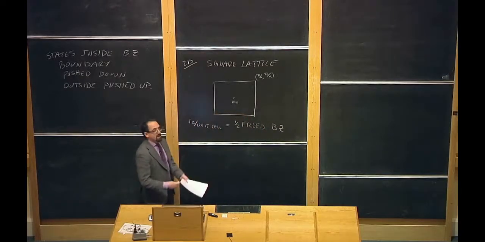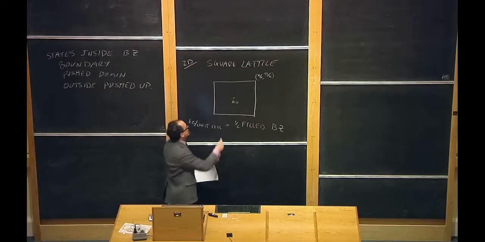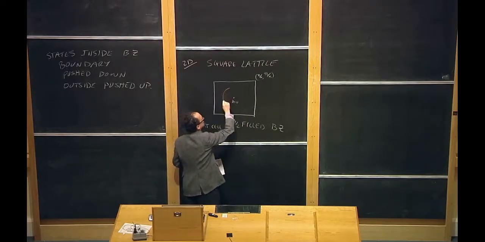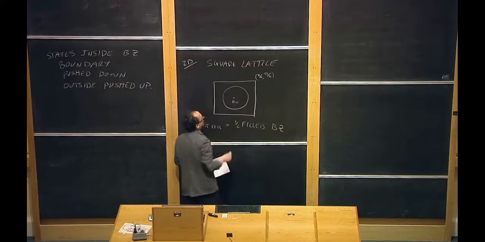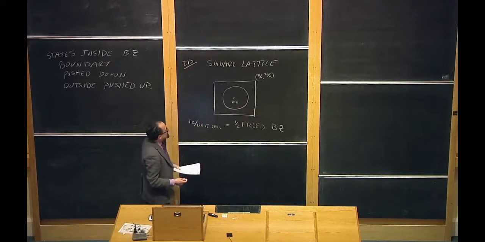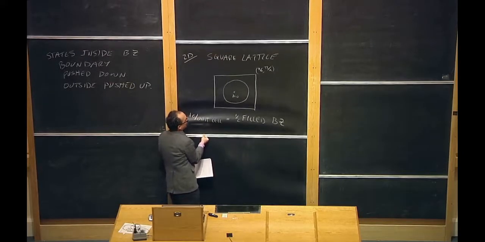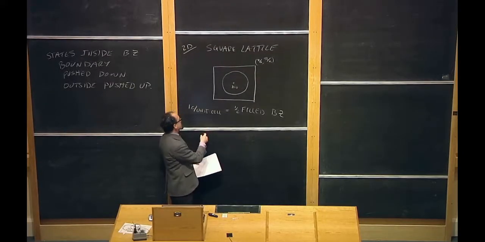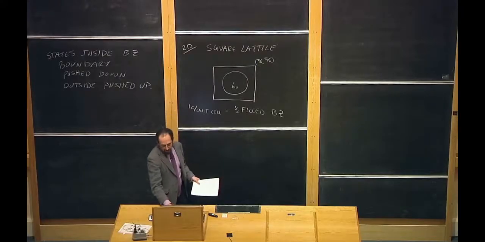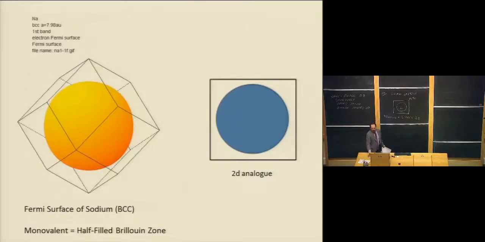So what happens? Well, in the absence of scattering potential, you just have a nice Fermi circle or a Fermi sphere. Well, in 2 dimensions, it's a disk, I guess. And this is actually a fairly good representation of many monovalent materials that have 1 electron per unit cell. For example, sodium. So here's the 2-dimensional analog. You just have a disk filling exactly half of the area of the Brillouin zone. So this circle is supposed to fill exactly half of the area of that square.